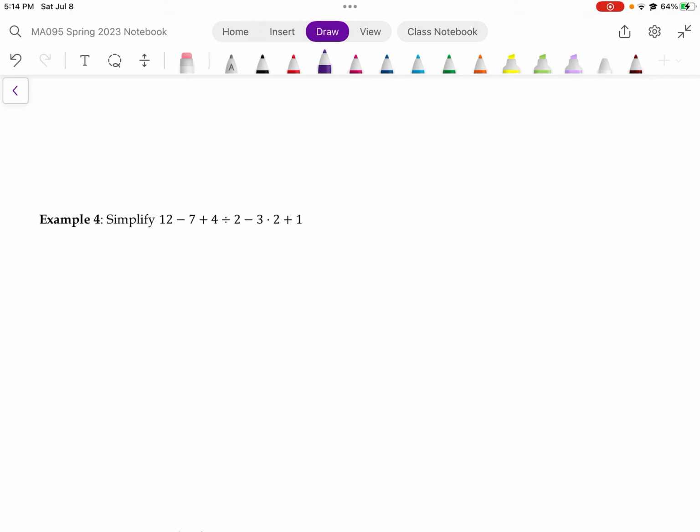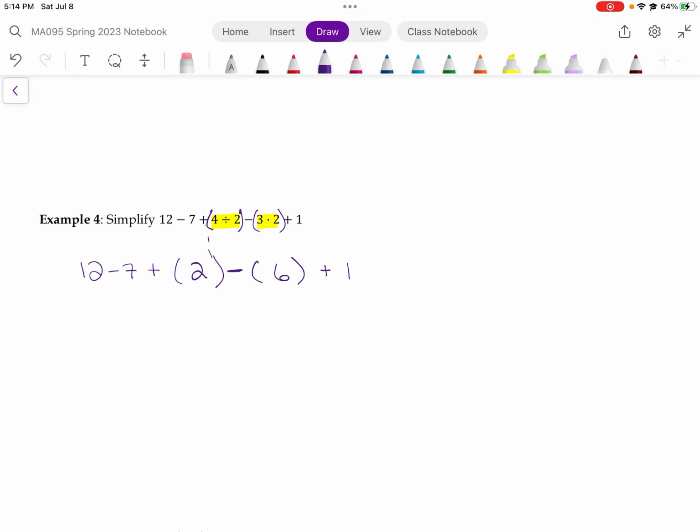All right, again, no parentheses, no exponents. So we're going to look for multiplication and division because they happen first. So here's one right here, and here's another right there. So we are going to do this and this first. So I'm going to rewrite everything else. I've got 12 minus 7 plus, and I'm going to leave the parentheses just so you can see what's happening here. So I've got 4 divided by 2 is 2, and then I've got the minus, and I've got this other parenthesis. 3 times 2 is 6 plus 1.